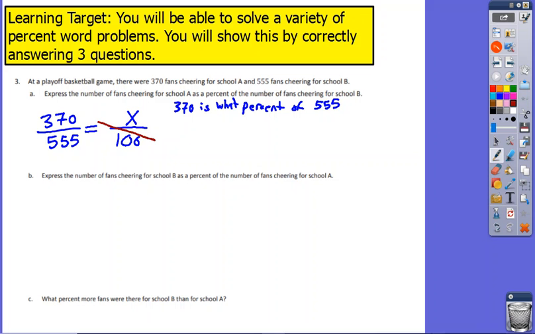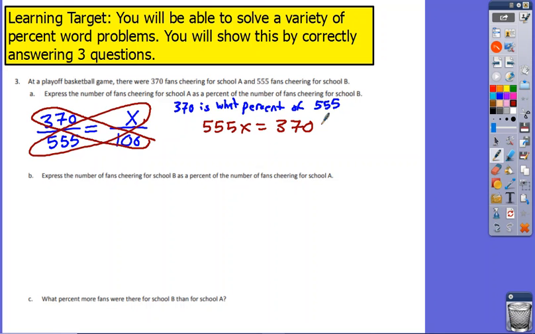I'm going to do my cross multiplication butterfly. So 555x is 37,000, divided by 555 gives us 66 repeating percent. I'm going to round it.